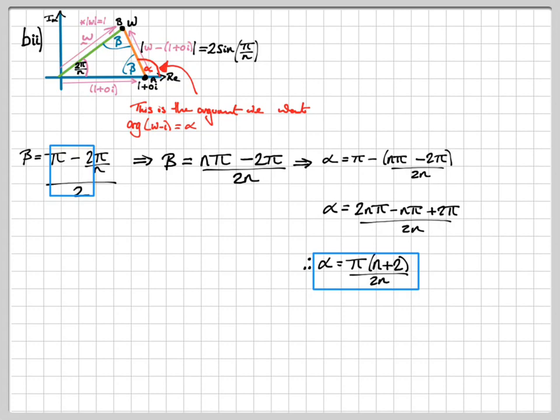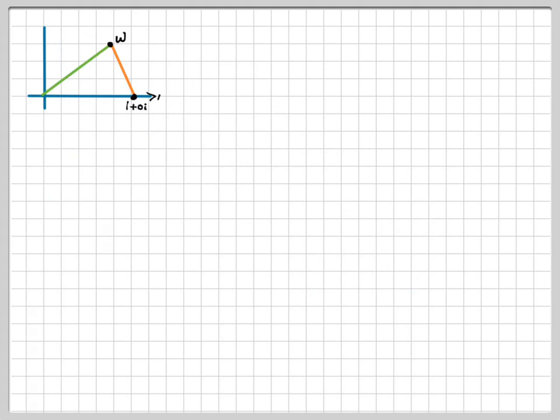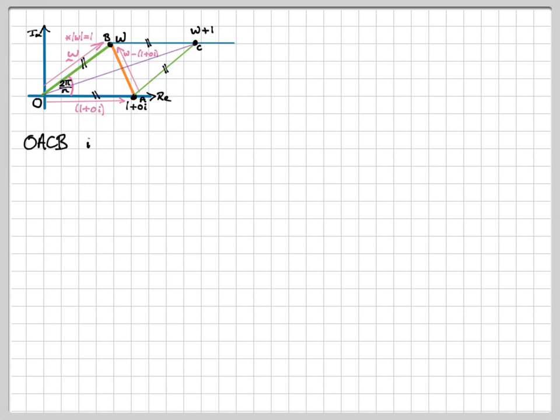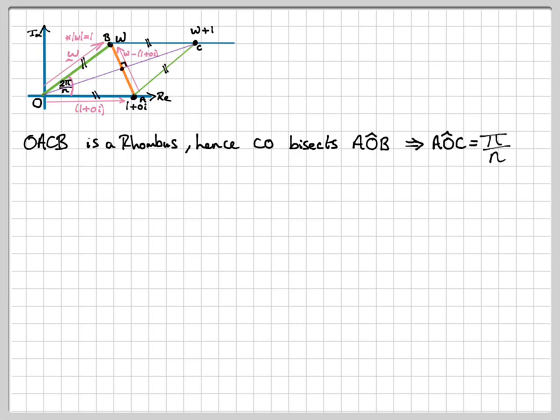Okay, let's go on. I'm going to use the same diagram again. This is for part C now, and I'm going to extend the diagram, and in fact, as you'll see, I have made a rhombus. So have a look at the diagram. 0 to b is the same as our complex number w, and so w plus 1 will just be 1 unit to the right as shown, and we have this rhombus.